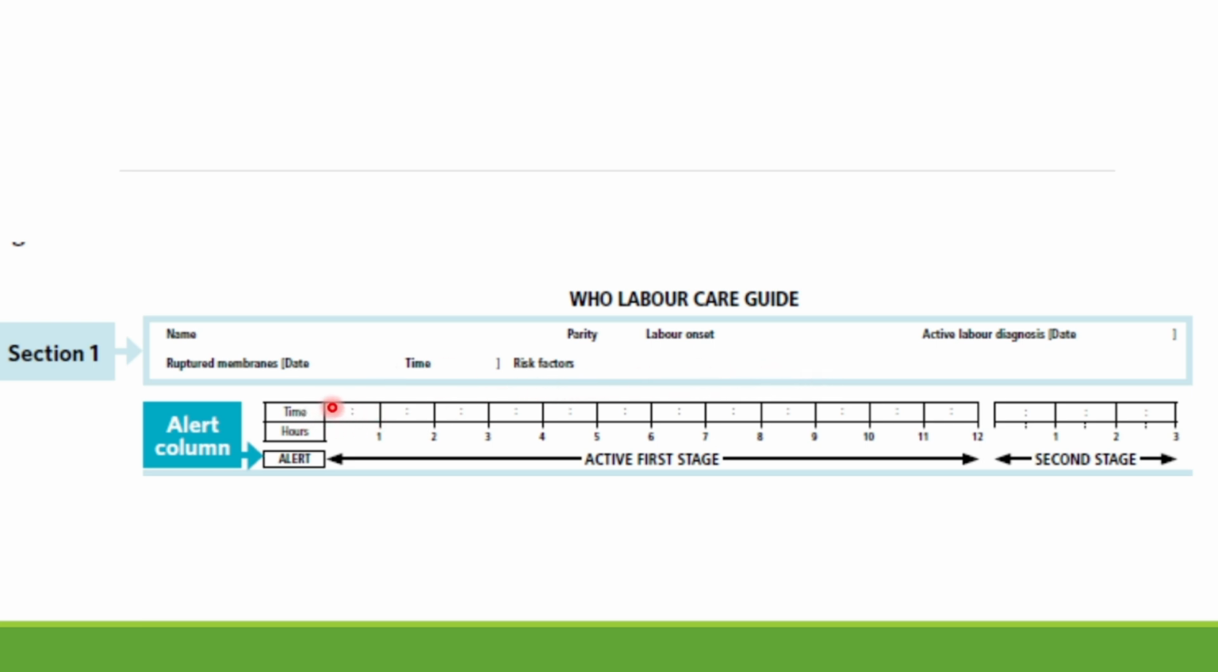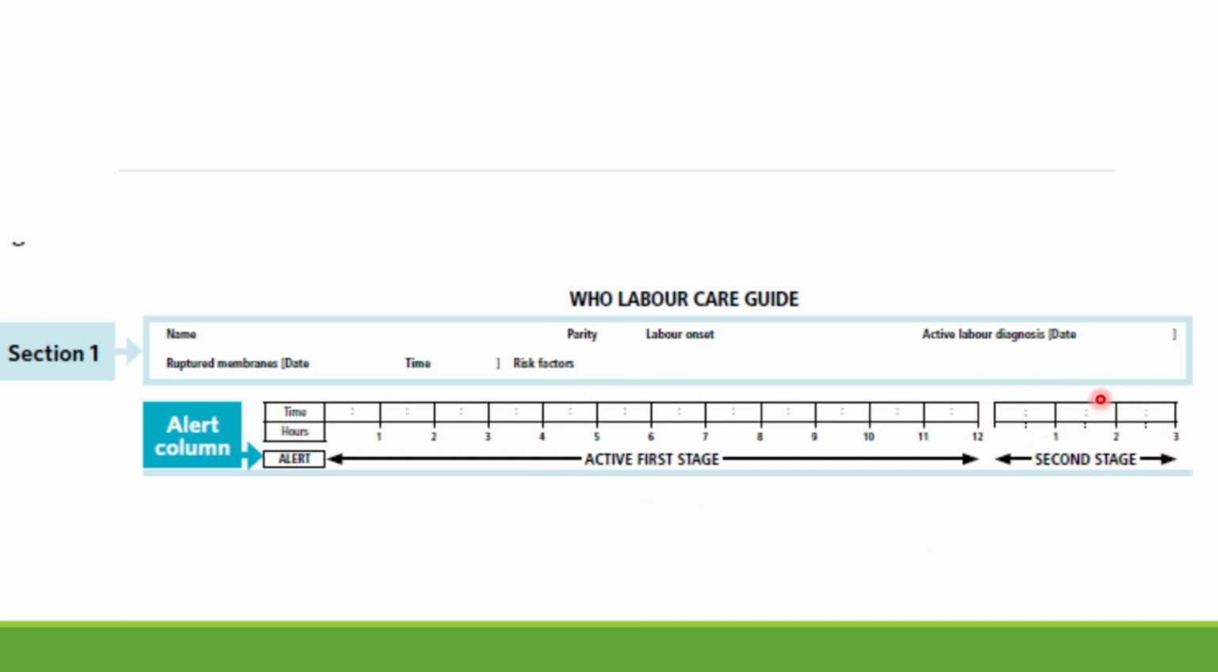This is the time in local time, whether 12- or 24-hour system. And here the number of hours since admission. This is the first hour, second hour, third hour, and so on. Here we see the active phase of the first stage of labor, and here the second stage of labor.